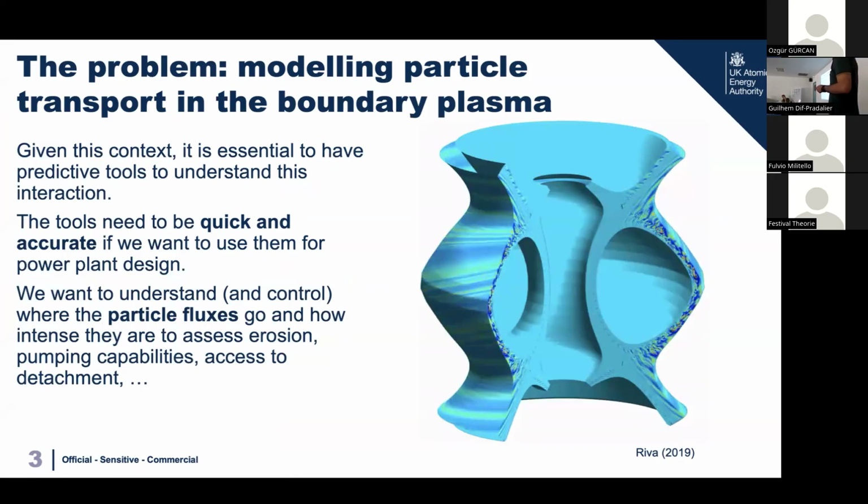And you can see how nice it is. I mean, it does move. I don't know if you can see that, but there are filaments that are moving in the boundary region of the machine. And this is a very complicated simulation. It takes a long time, yes?